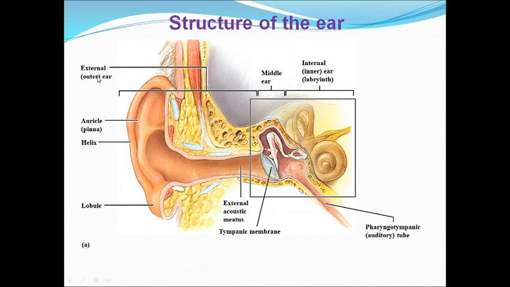The structure of the ear is as follows: the external or outer ear, then the auricle, which is referred to as the pinna, and the helix, and a boneless area, a very smooth area, the lobule. Then the middle ear portion, external acoustic meatus, and tympanic membrane. This is referred to as the tympanic membrane. Then the inner ear or labyrinth, and this canal is referred to as the pharyngotympanic or auditory tube. So: outer ear, middle ear, and inner ear. These three parts.